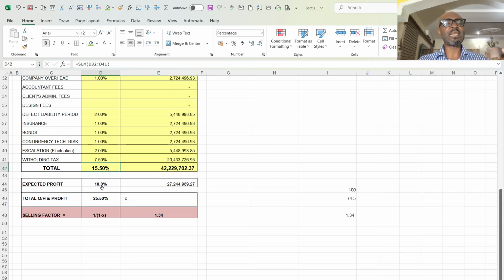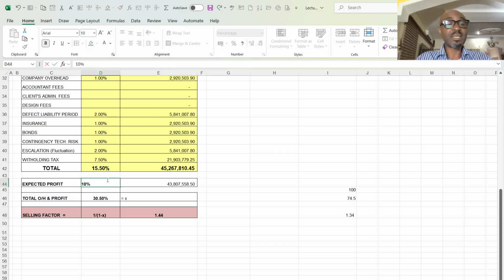Then the client can say, I want a 10% for my profit. He can say, I want an 8%. He can say, I want a 5%. See, as you're changing it, your profit and overhead is reducing to 20%. He can say, I want a 3%. You see, it's coming to 18. He can say, I want a 15%. It comes to 30%. And as you are increasing it, your selling coefficient will be changing.